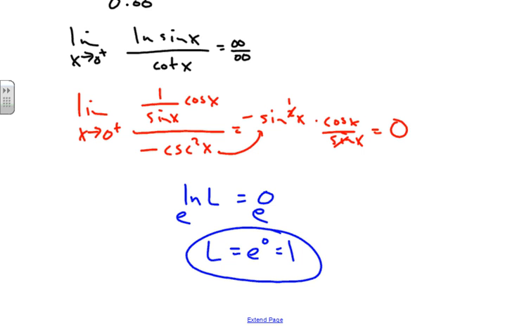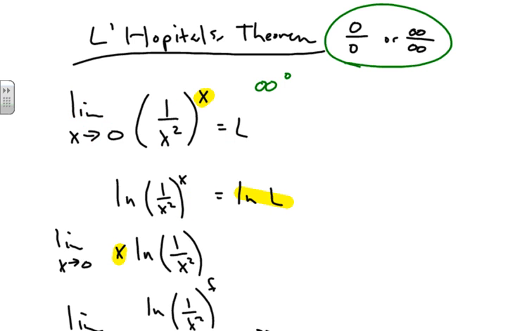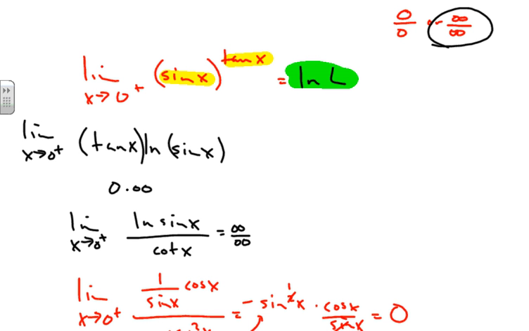Okay, so those are 2 examples of how to find limits by rearranging equations, special cases where you need to get an indeterminate form. This one was infinity to the 0 power, and this one was 0 to the 0 power, and how you can rewrite that using logs.